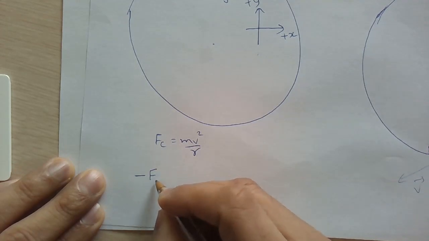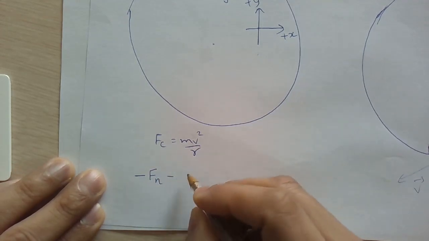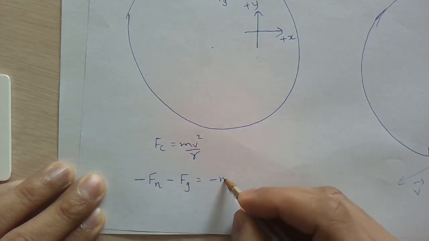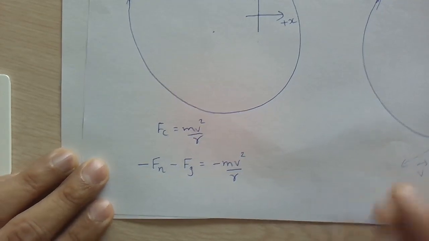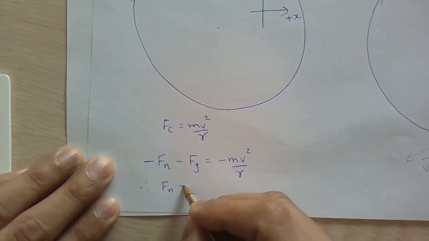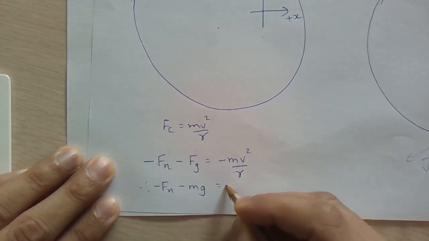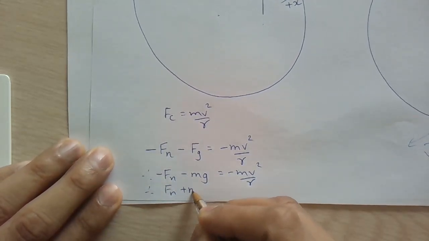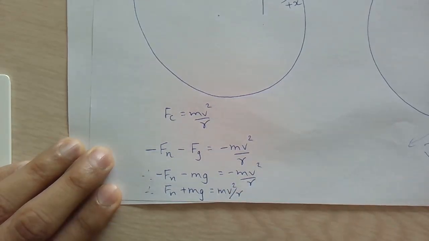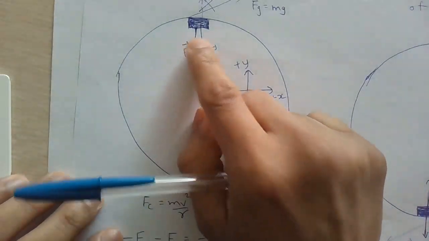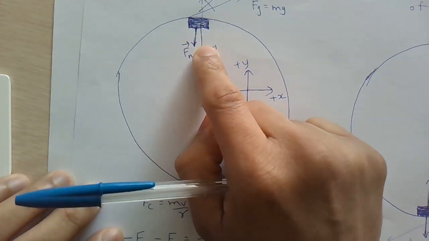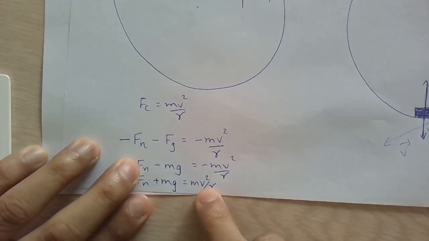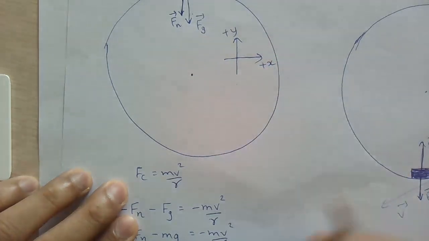So clearly, these two forces are pointing in the negative y direction. So we'll put minus F sub N, then minus F sub g, and that is equal to minus mv square over r. Therefore, F sub N plus mg equals mv square over r. And this clearly makes sense because both of the forces are pointing downwards, so they are going to add up, and the effect of both of them combined is going to play the role of the centripetal force, which is going to be pointing inwards towards the center of the circle.